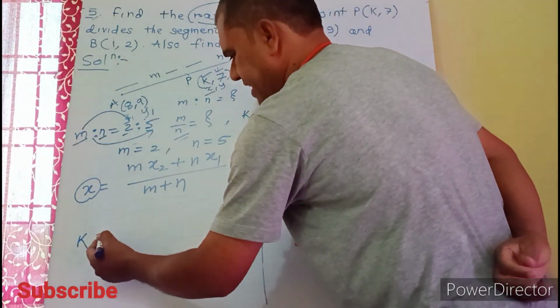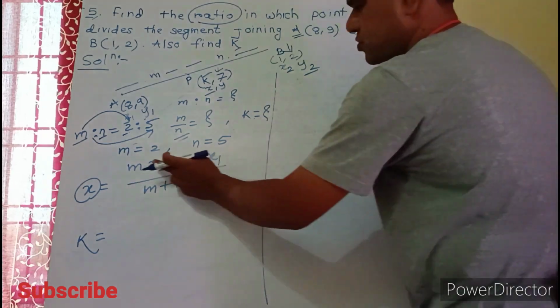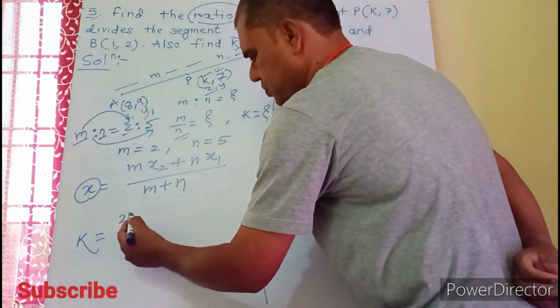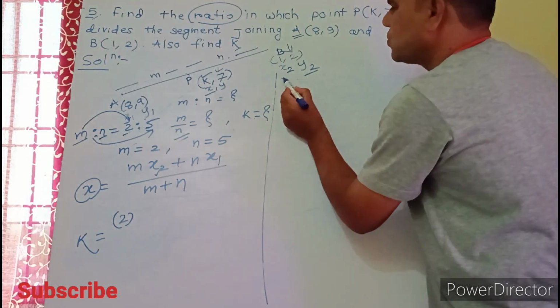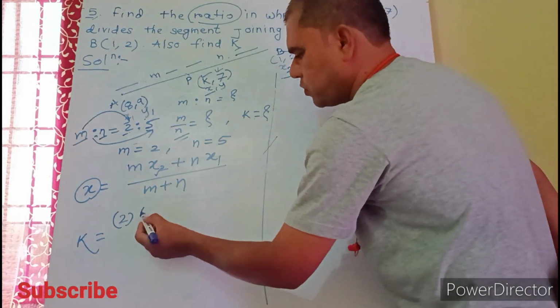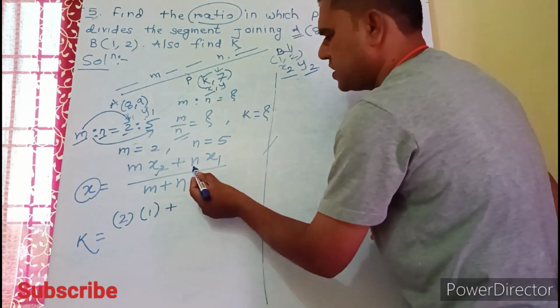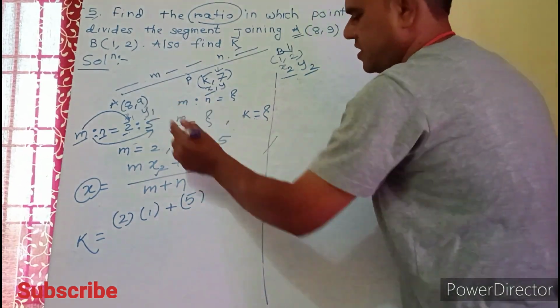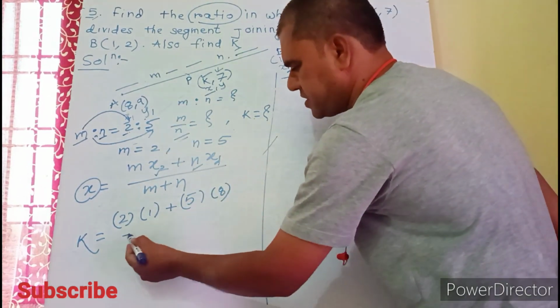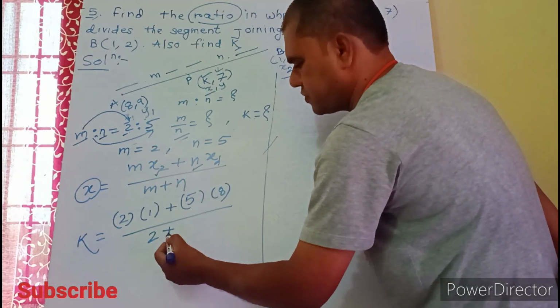Therefore put k instead of x, equals the value of m, that is m equals 2, put 2 instead of m. The value of x2 is here 1, put 1 instead of x2, plus the value of n is 5 and the value of x1 is here 8, divided by m plus n, that is 2 plus 5.